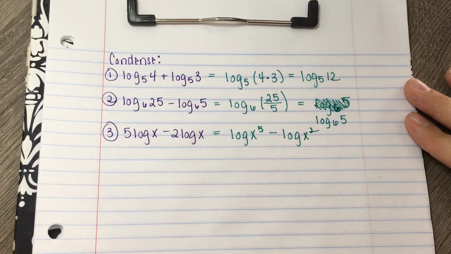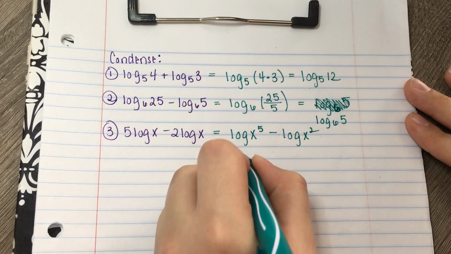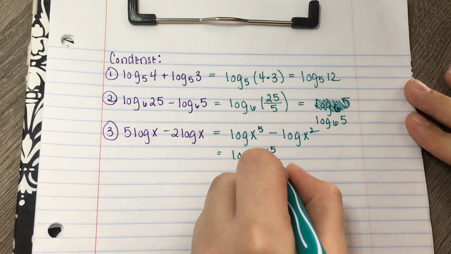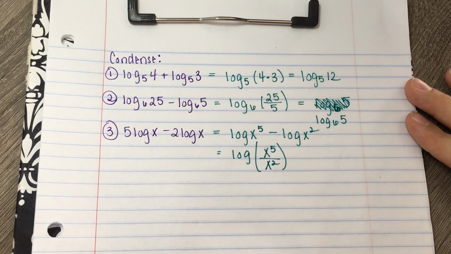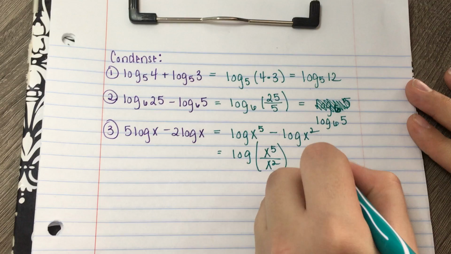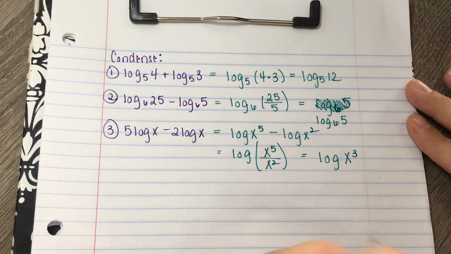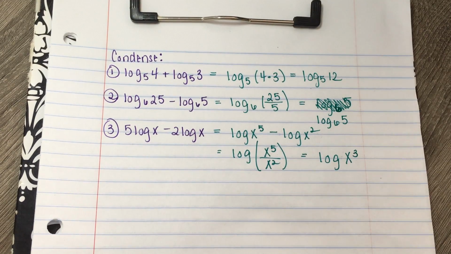And then now that I've condensed with power property, I see the subtraction with the 2 logs, so I can go ahead and switch to quotient property and go to 1 log with division. And then I can simplify x to the 5th over x squared, and that's going to be x to the 3rd using those properties of exponents. And there's my final answer for condensing.